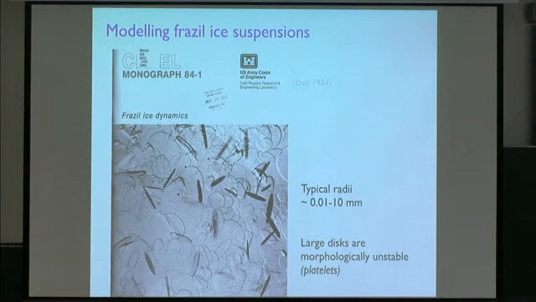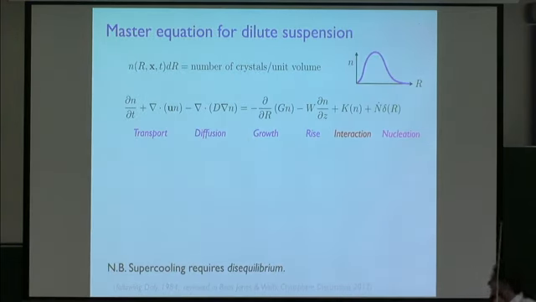So scales from tens of microns getting up to centimeters before they start to become a little bit more complicated in their geometry, and they become morphologically unstable. So we're interested in describing a mix of lots of these buoyant ice crystals in the ocean. So how might we go about doing that?